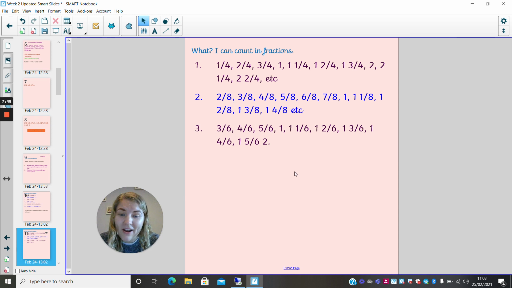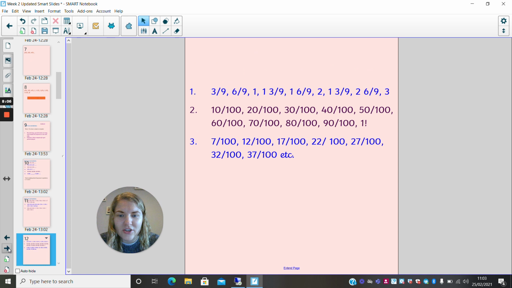Right, the next one we're going up in 6s. We've got 3 6s, 4 6s, 5 6s, 1 whole, 1 whole and 1 6, 1 whole and 2 6s, 1 whole and 3 6s, 1 whole and 4 6s, 1 whole and 5 6s, and then 2. Lovely job. Now the ones on the next slide were the ones that were a bit trickier.